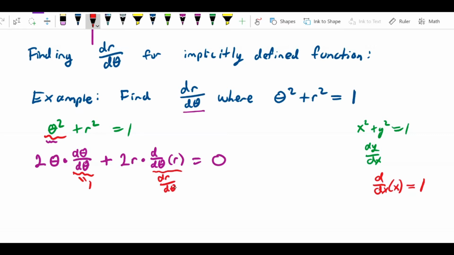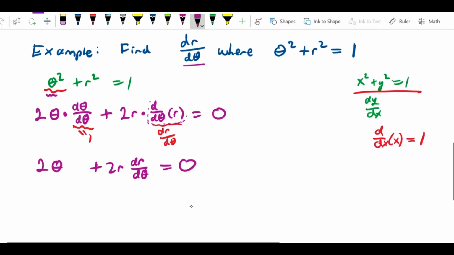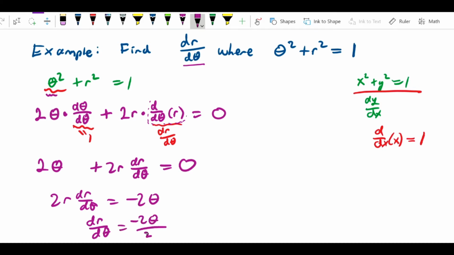And that's exactly what you would have expected if I had instead given you the problem x squared plus y squared. You would expect that there would be no derivative after the x, but there would be a derivative of y after the y. So this is just going to be 2 theta times 1, so I write nothing there, and then 2r dr d theta. In other words, the simplification of d over d theta of r is just dr d theta. So that comes out to 0. We now just simplify, get 2r dr d theta equals negative 2 theta, and finally dr d theta equals negative 2 theta over 2r, which is equal to negative theta over r.